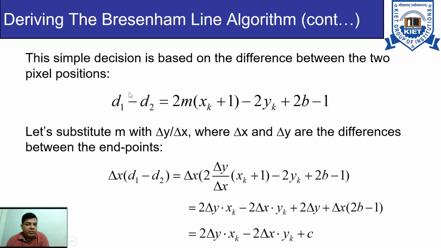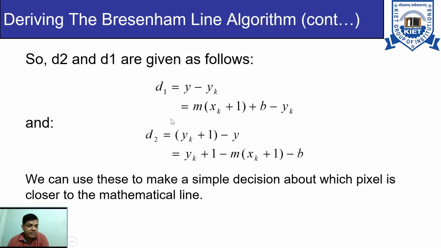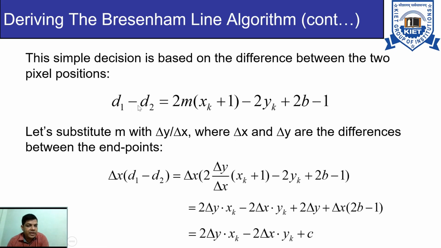So next, we are subtracting these two values. This simple decision is based on the difference between the two pixel positions. We have already calculated the value of d1 and d2, and now we are subtracting these two values. Now as we know, we are doing the calculation for the line which has a slope less than 1, and for any line with a slope less than 1, we are simply incrementing the value of x.